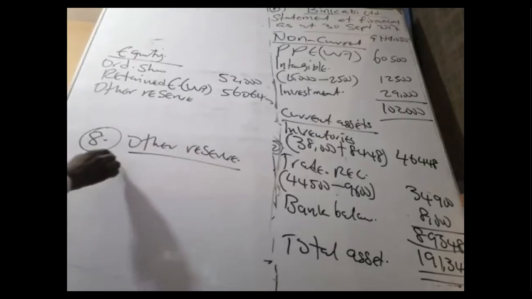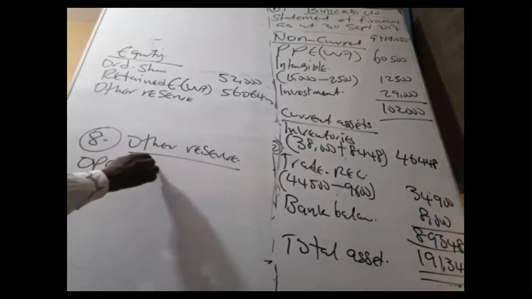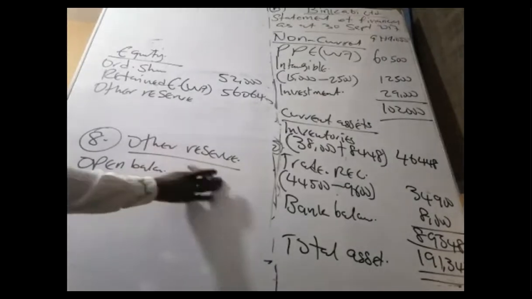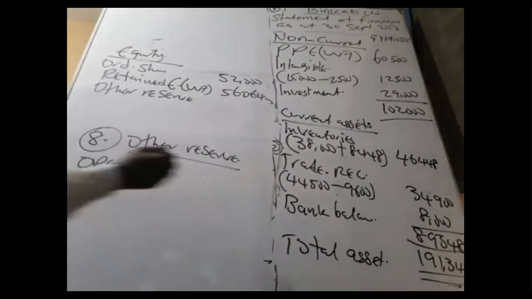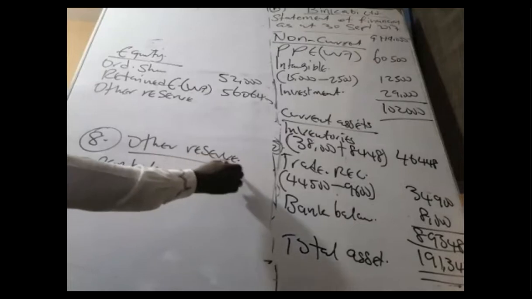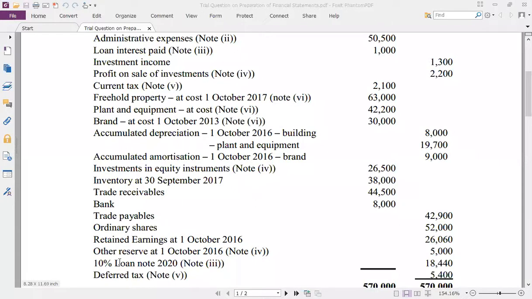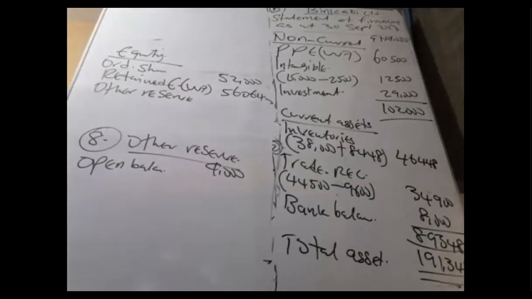Now our opening balance. Opening balance is 5,000 from the question. Let's pick it together. Opening balance for other reserve value is 5,000. Perfect. So other reserve is 5,000, opening balance.